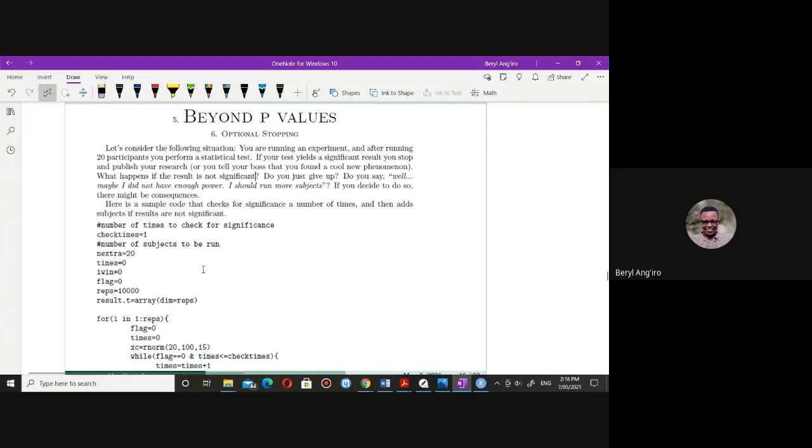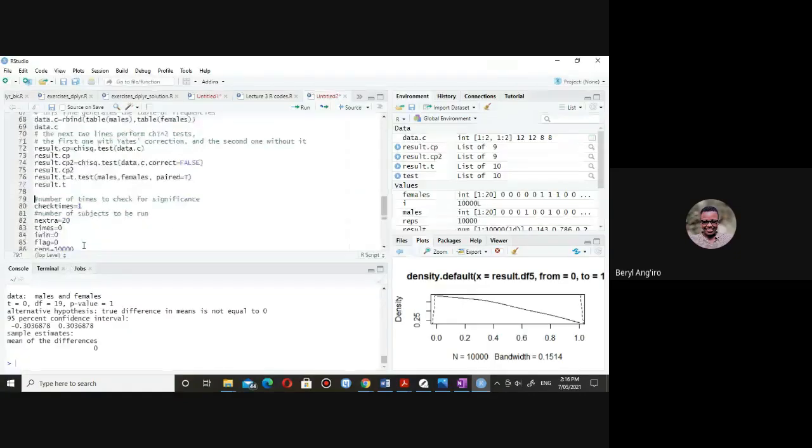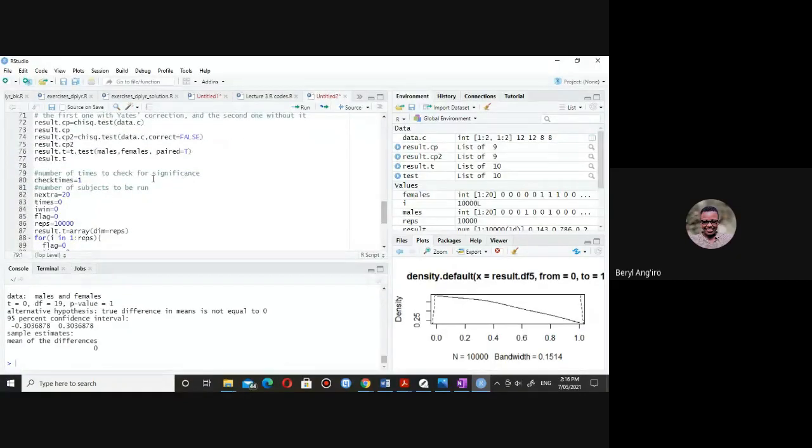So here is a sample code that checks the significance a number of times. You don't just stop there, but you check the significance a number of times. Then you can add to the number of subjects, that is n. You can increase the sample size if the results are not significant, so we set the number of times to check for significance.